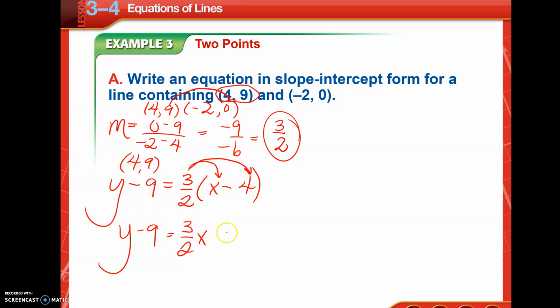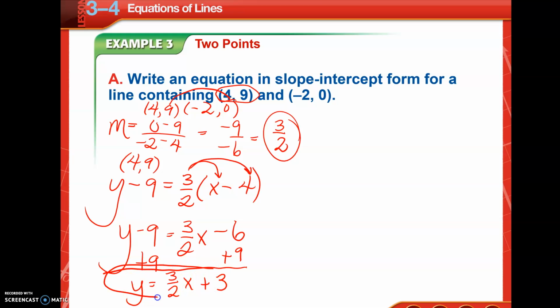Divided by 2 is a negative 6. We want to keep this as a fraction because that tells us our movement, remember, and it's hard to know the movement when it's a decimal. So y equals, I added my 9 over, 3 over 2 x plus 3. So then I can graph that. So that's our slope-intercept form.